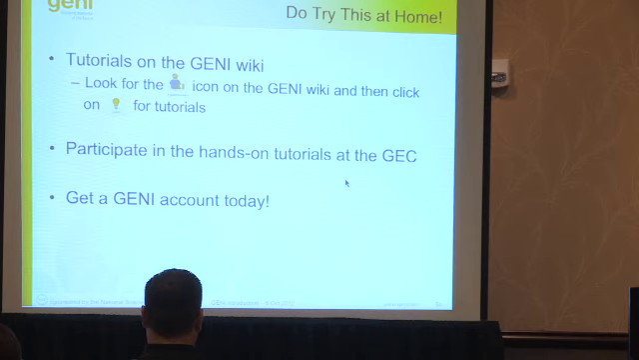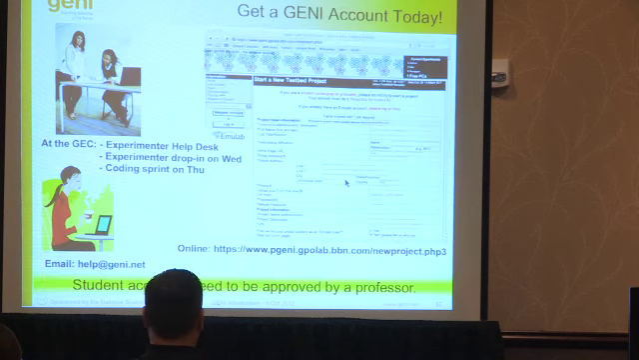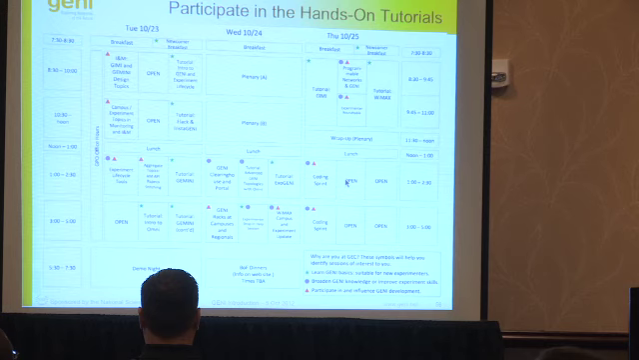And do get a GENI account. To do any of this, you need a GENI account. And to get a GENI account, you can do it today at the GEC. There's an experimenter help desk. You can stop by there. You can email us or go to this website. So please get an account because that's the first thing you need.